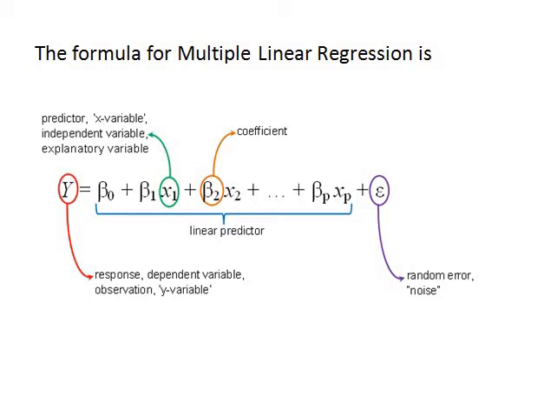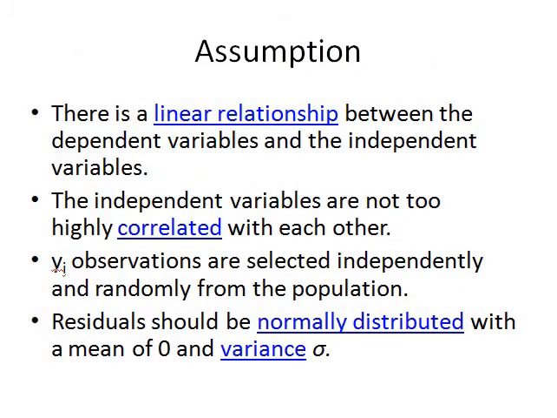Now let's see the assumptions of linear regression. There is a linear relationship between the dependent variable and independent variables. The independent variables are not too highly correlated with each other, that is, there is no high multicollinearity. The observations are selected independently and randomly from the population. Residuals, that is, the error term, should be normally distributed with mean 0 and variance sigma squared, that is nothing but a constant variance.